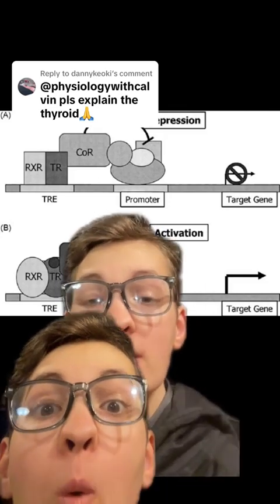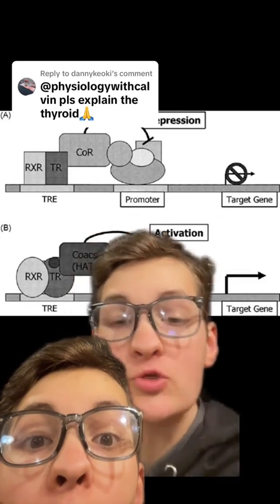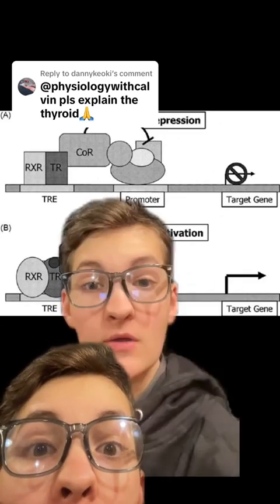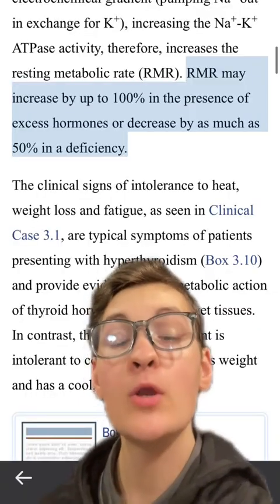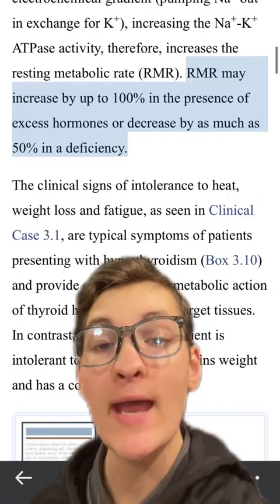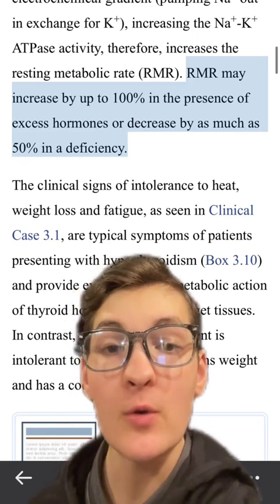meaning we can increase or decrease the production of specific proteins, which play a role in the actual effects of the thyroid hormone. For the sake of time, in the next video we can discuss these effects. Now that we know how the thyroid is produced and how it actually functions within the cell, let's talk about some of the effects of the thyroid hormones.